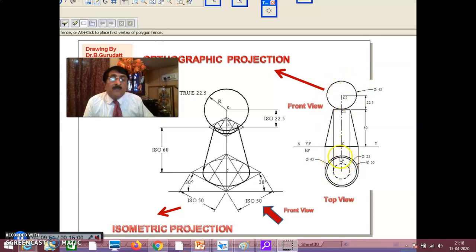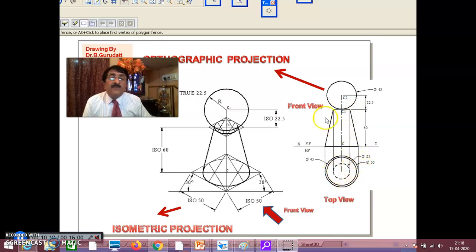Once you draw one circle here, immediately draw the corresponding 45 diameter circle in the top view also. That is, sphere in the front view is 45. Sphere in the top view also 45. Once you draw this, when you're looking from the top, this is also a circle of diameter 25. It cannot be seen. Hence you make it dotted.